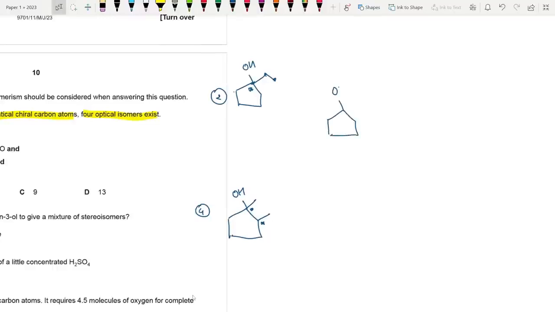So OH over here, one hand over here, fine. Now what if I attach the CH3 over here? So this is chiral again, right? This is chiral again, and this is also chiral. So how much is that exactly? That is 4.